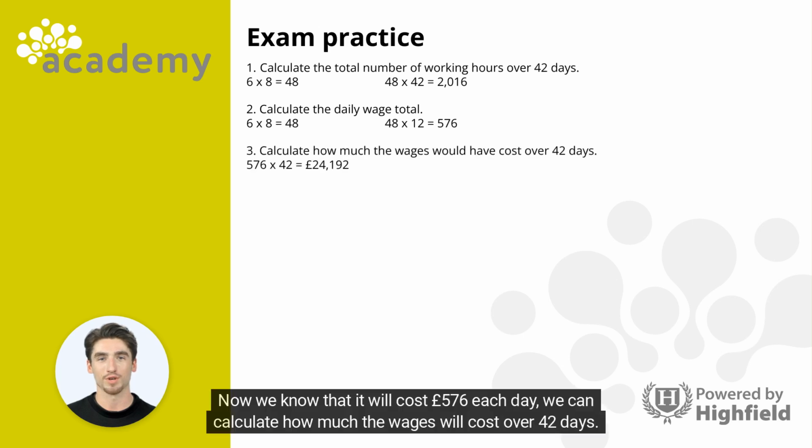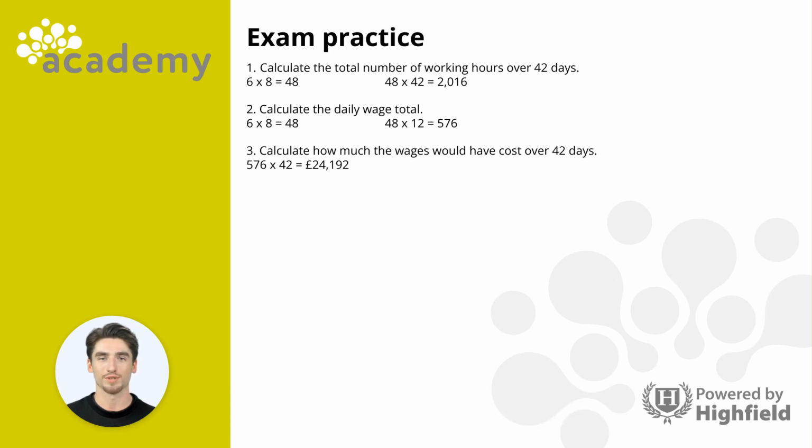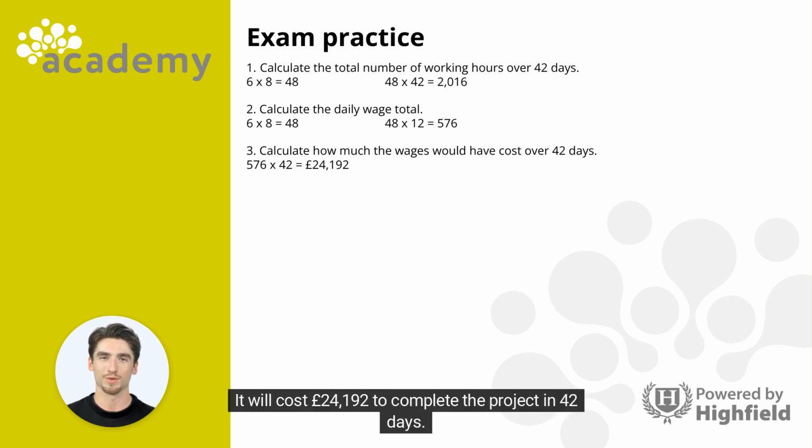Now we know that it will cost £576 each day, we can calculate how much the wages will cost over 42 days. 576 multiplied by 42 equals 24,192. It will cost £24,192 to complete the project in 42 days.